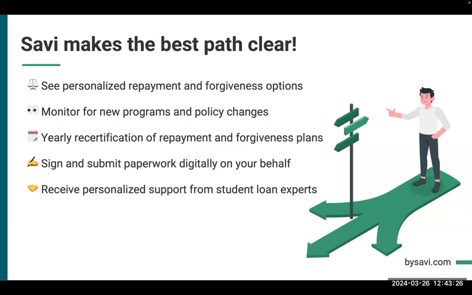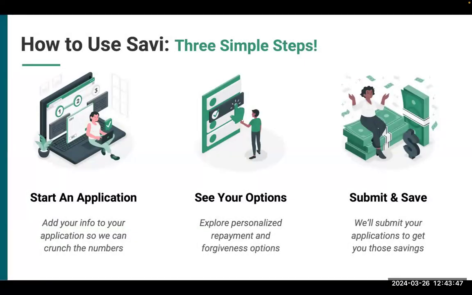The best part about all this is that you are able to receive personalized one-on-one support from student loan experts like myself and my colleagues who are answering the Q&A on this webinar as we speak. You are able to work with us at every step of the process to make sure that you cross that forgiveness finish line. And again, it really comes down to 3 simple steps. There's one application that you start with Savi to then produce and submit all of the other applications you need. You're able to see your best options when it comes to repayment and forgiveness, and then submit those through Savi and start saving.